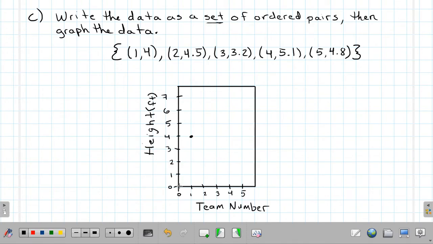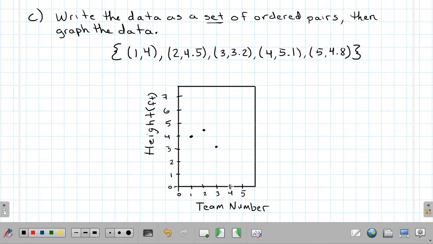Okay. Team number 2 had a height of 4.5. Team number 3 had a height of 3.2, so it's going to be above 3 a little bit, just a little bit, so not quite half, so it's like half of half almost, so it's like right here.